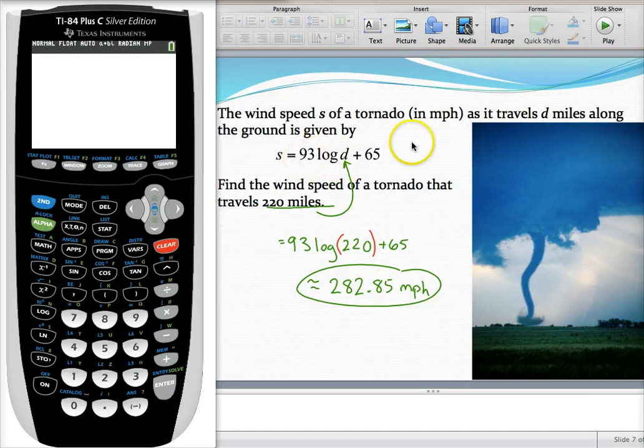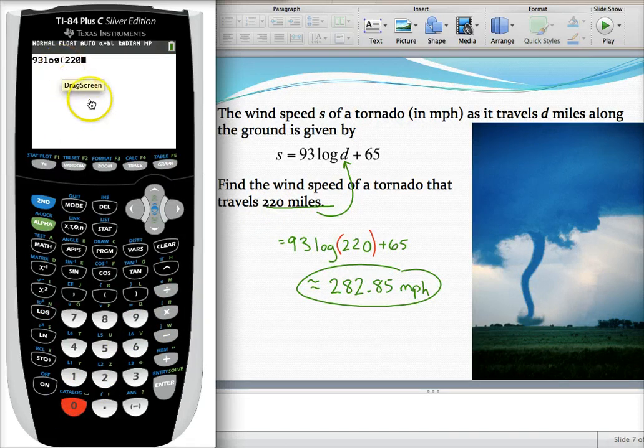So I should be able to just type this in my calculator and see what the wind speeds are. So I've got 93 times the log, and it's log base 10, so I can just use the log button. I'm going to plug in 220. Now, notice what my calculator did. It automatically opened up a parentheses when I typed in log. Now, you have to be very careful that since that plus 65 is not included in the logarithm, it's just being added at the end, make sure you close off your parentheses after the 220. Otherwise, you're going to get the wrong answer. So just be careful of that. That's the only way you could really screw this up, I think. So then add 65 to it, and there's where my answer came from, about 282 miles per hour.